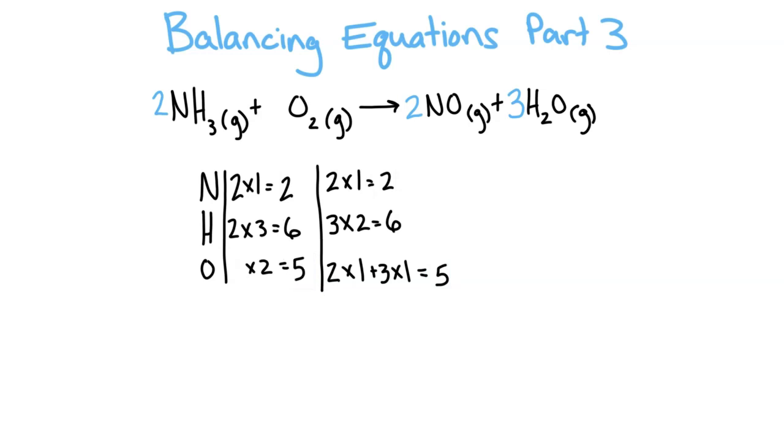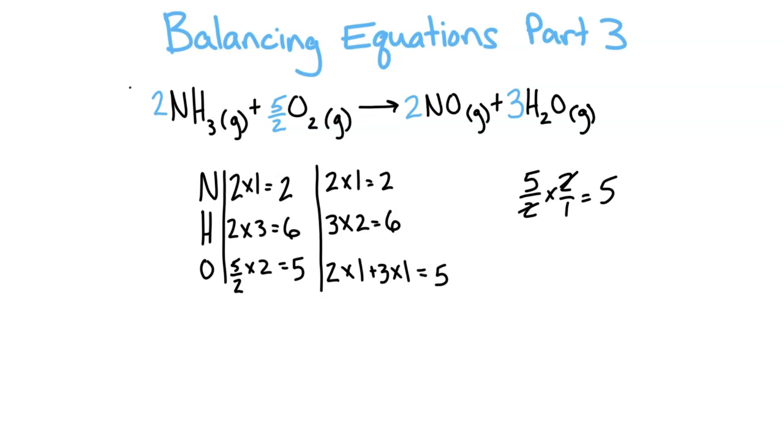We need oxygen to equal 5, so the question is, what fraction times 2 will give 5? The answer is 5 over 2. You can determine this by writing it out like a multiplication problem. The 2's cancel and leave you with 5. Now technically, this equation is balanced.